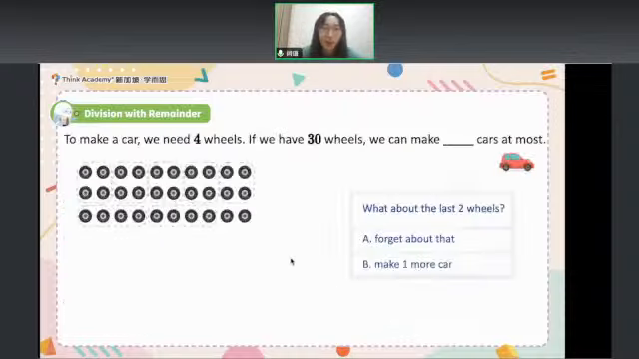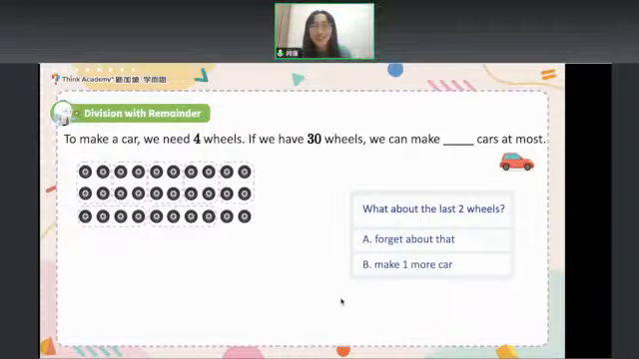And a similar one, to make a car, we need 4 wheels. If we have 30 wheels, we can make how many cars at most? How many? Yeah, again, I will show you the groups, right? The question is, what about the last 2 wheels? What happened?